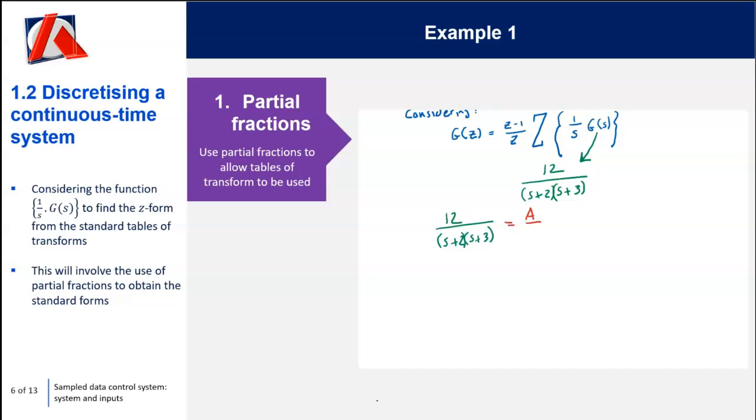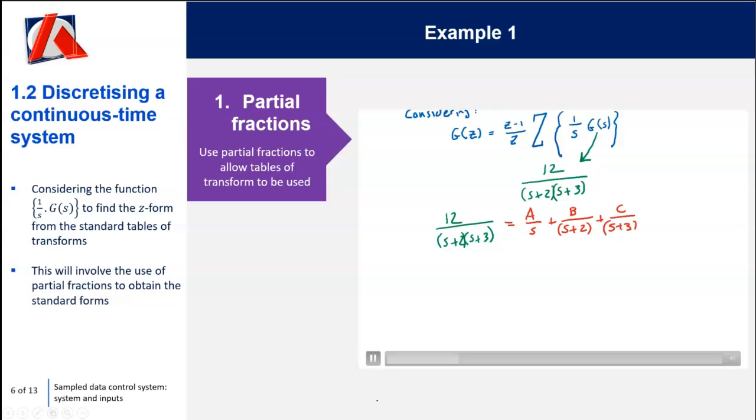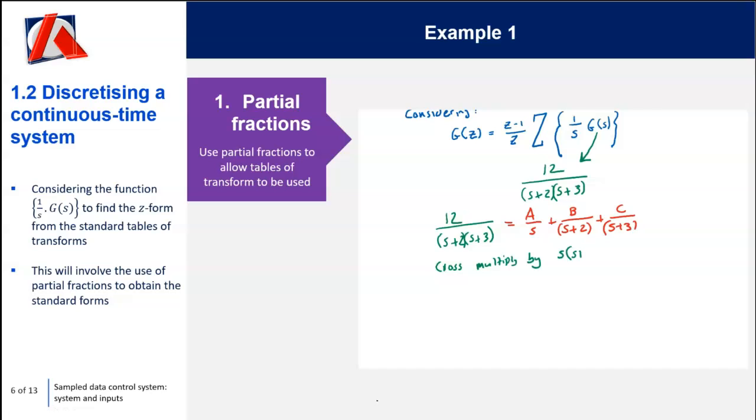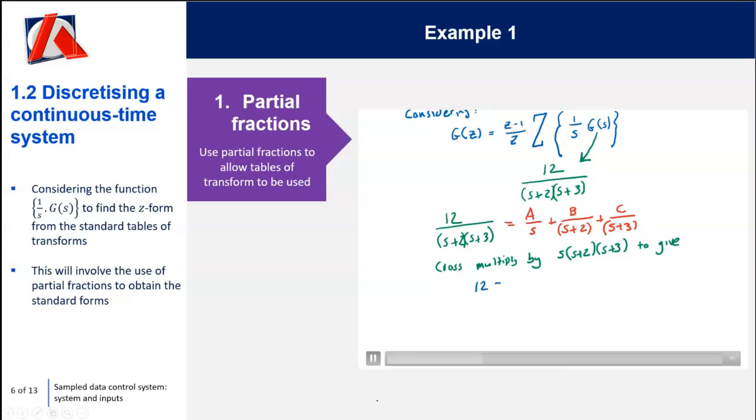Okay, what I'm going to do now is write out the partial fractions. So that transfer function is equal to A over s plus B over s + 2 plus C over s + 3. What I'm going to do is cross multiply by the denominator, and sorry, there's an s missing there. There should be an s there. If I cross multiply, the s is going to cancel, giving you 12. The s is going to cancel, so you have A(s + 2)(s + 3).